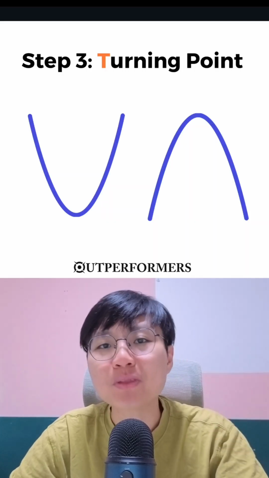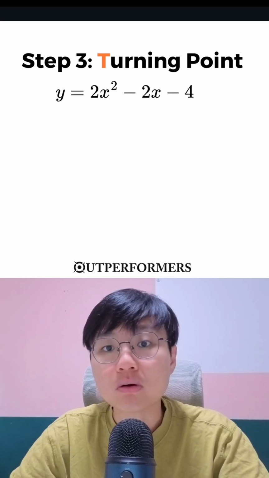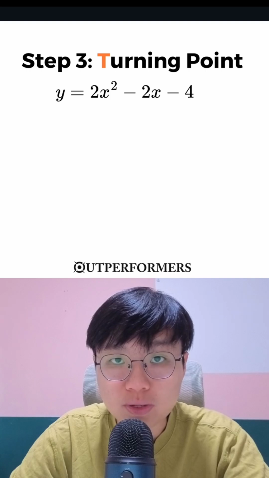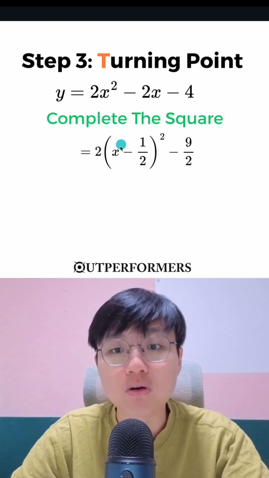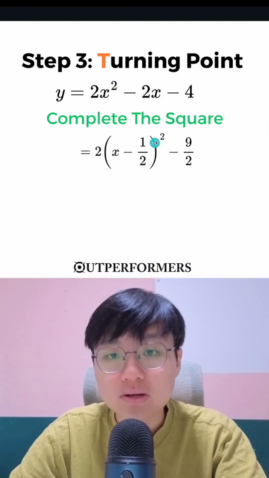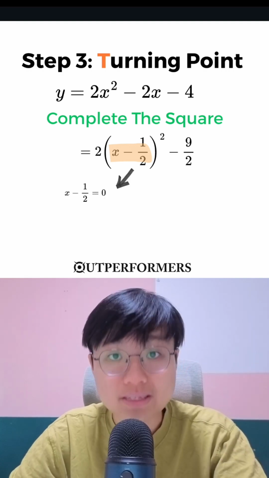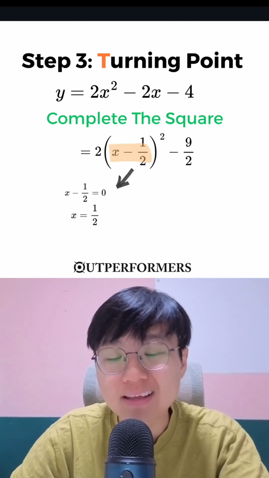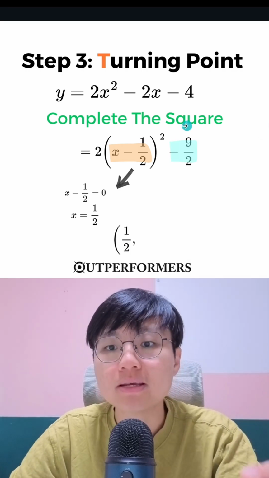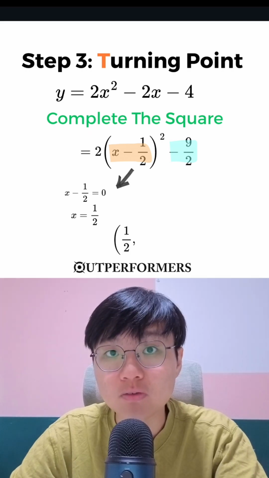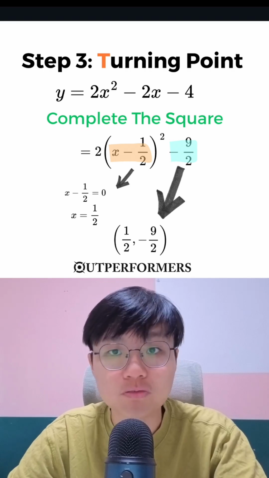Next, step 3, we have the turning point, which is either the minimum point or the maximum point. In order for us to find the turning point, the fastest way is to do completing the square. After completing the square, you have a form that looks like this. Firstly, you observe the bracket inside, take this part over here, equate it to 0, and you'll get x equals to half. This is the x component of your turning point. Next, you take this number outside, negative 9 over 2, the entire thing including the sign, which belongs to the y component of your turning point.